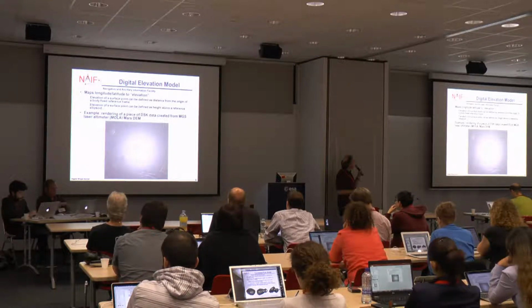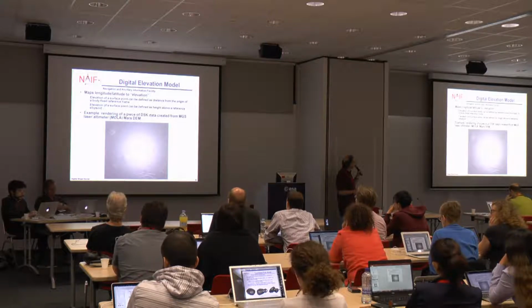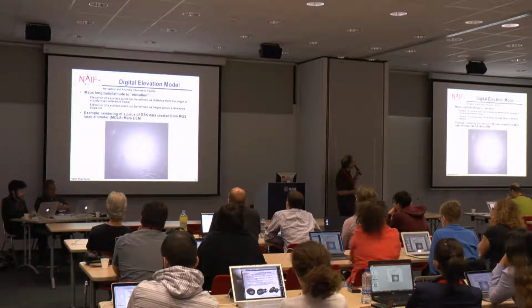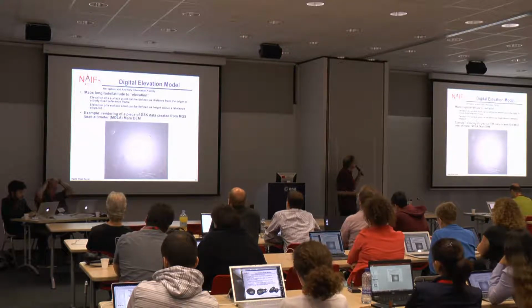So digital elevation models map longitude and latitude to elevation. Elevation of a surface point can be defined as the distance from the origin of a body-fixed reference frame. Or it can be defined as the height above a reference ellipsoid. Here's an example of a rendering made from a digital elevation model.